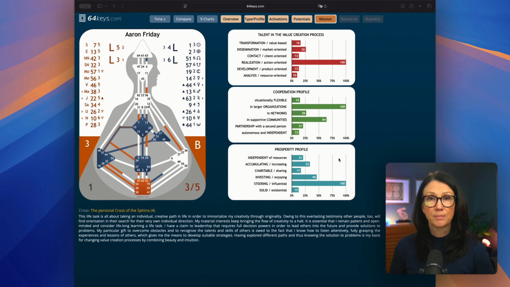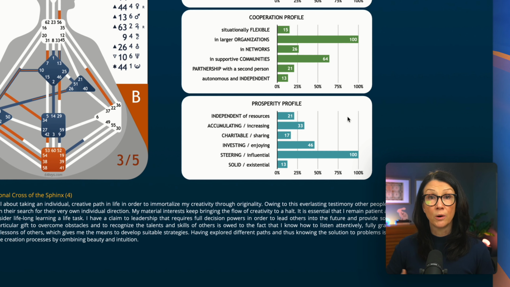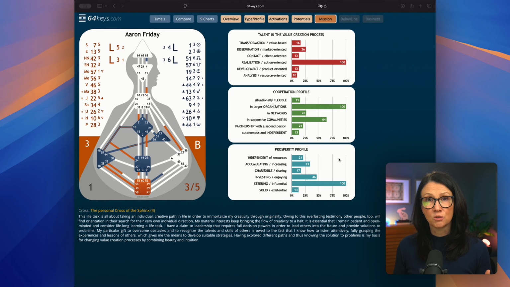And the sixth step, independent of resources, means that these are people who work best when they are free of material attachments. So for them, it's usually okay to have exactly as much as they need at the moment. They don't think in terms of increasing their income or things like that. They want to be free of that. They like to have their focus somewhere else and let the resources flow naturally.